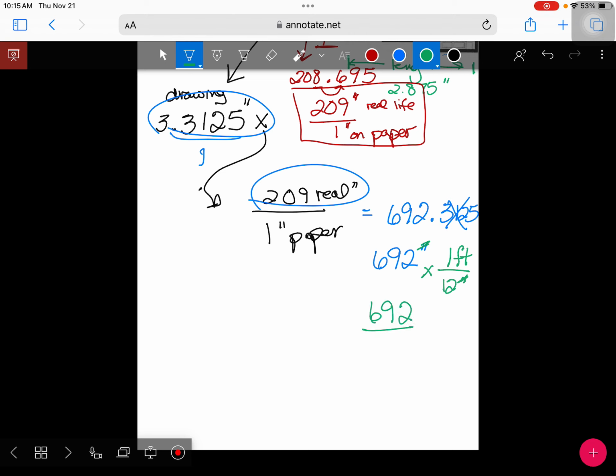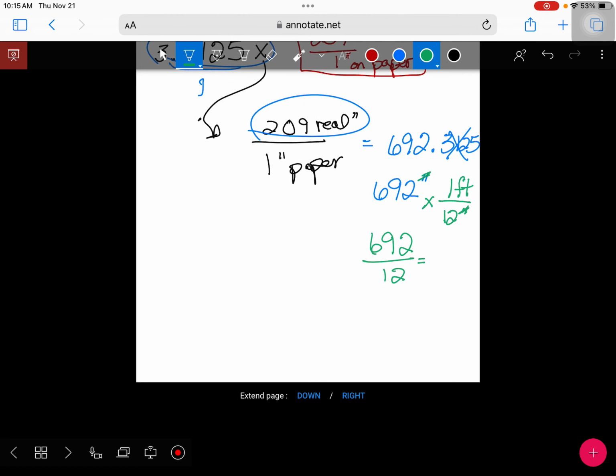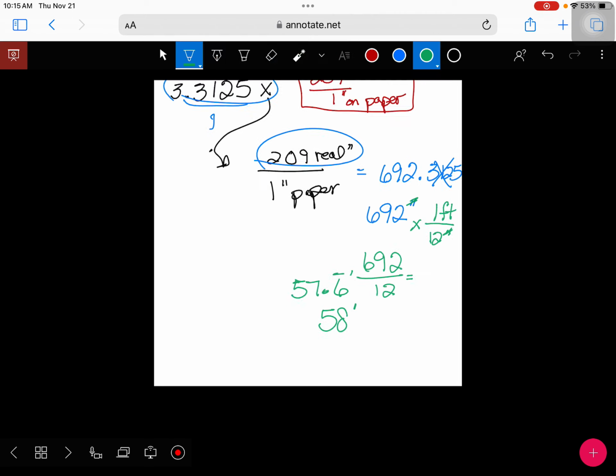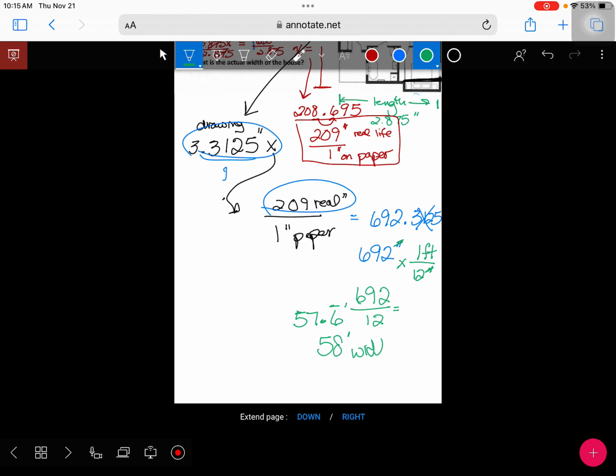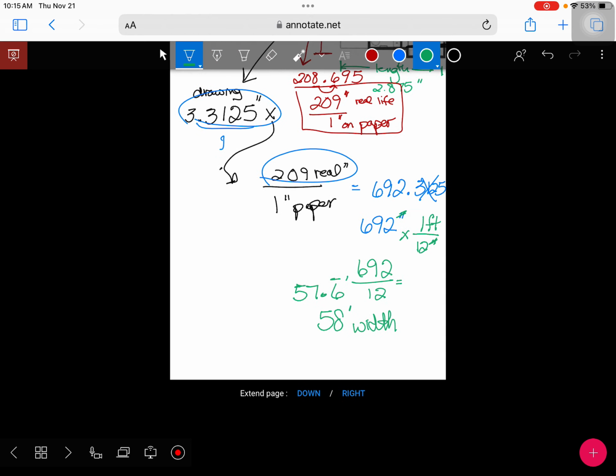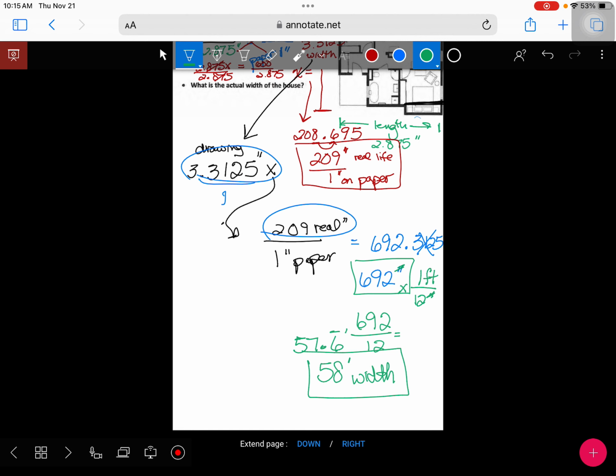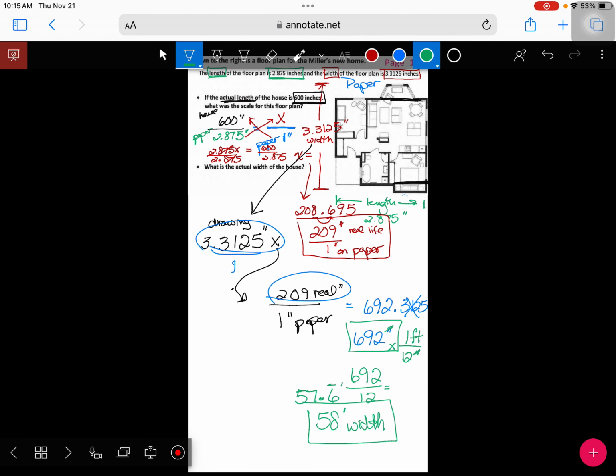So how many feet is 692 inches? What is 692 divided by 12? A little bit louder. 57.6 repeating feet. So we'll say it's 58 feet in the width. So this is the real house, okay? 58 feet in width, and in inches, it's 692 inches in its width. Any questions about this?